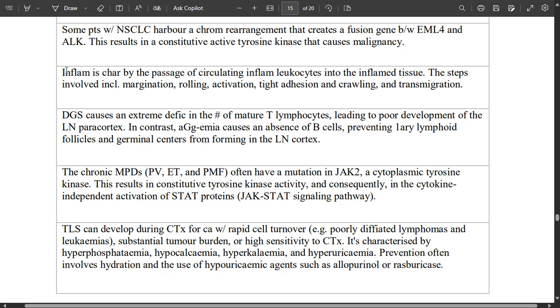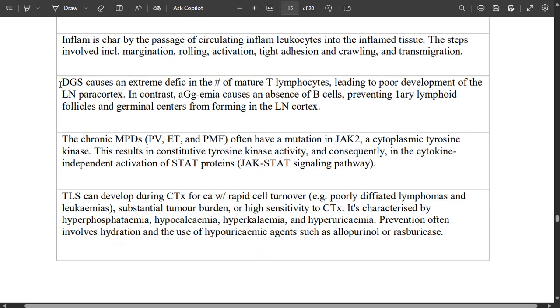So inflammation produces passage of activated leukocytes into the inflamed tissue. The steps include margination, rolling, activation, and then attachment or adhesion, crawling, and transmigration. Adhesion, crawling, and transmigration are these steps of inflammation.